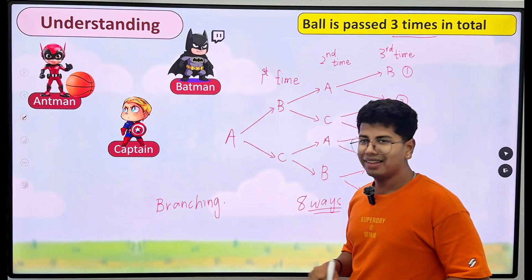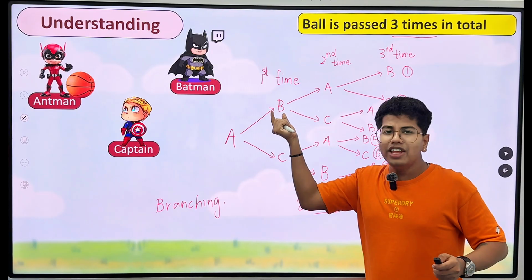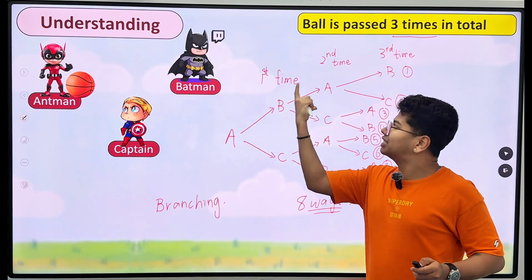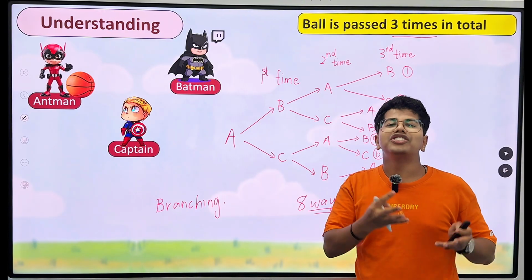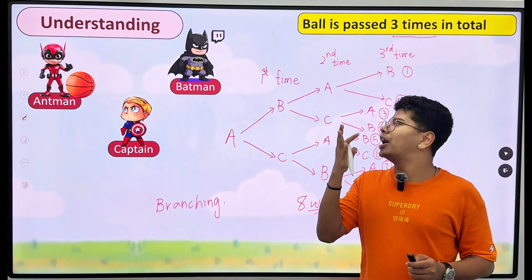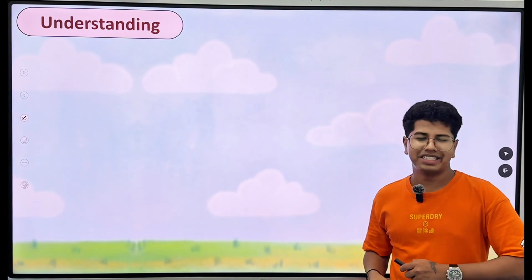Branching. In the branching method, what we need to understand is that if every situation has different situations, then we can use the branching method. So let's try to understand more in detail about the branching method using the next example.